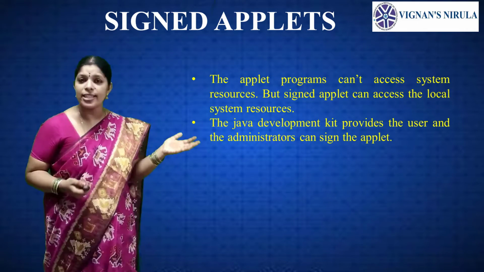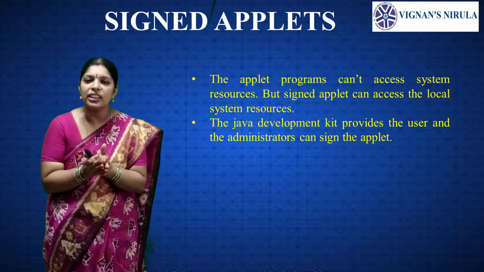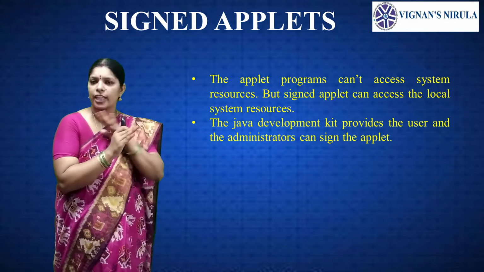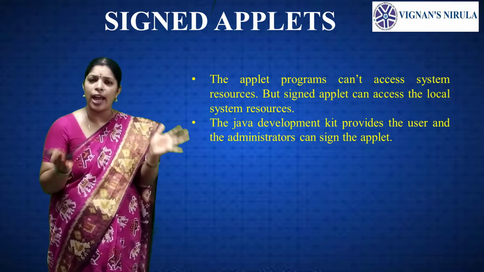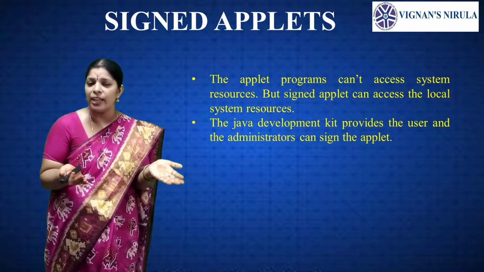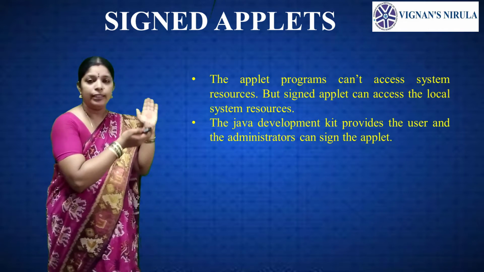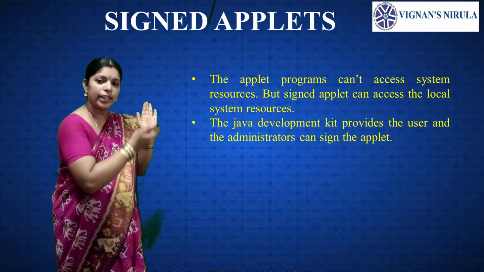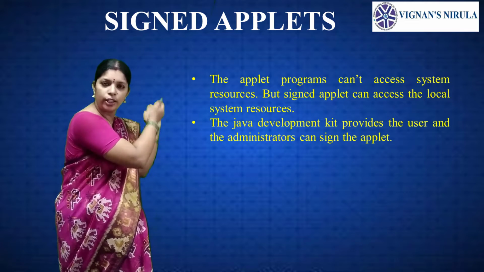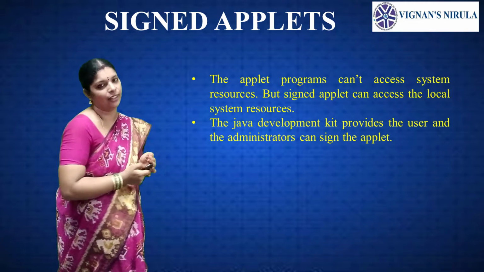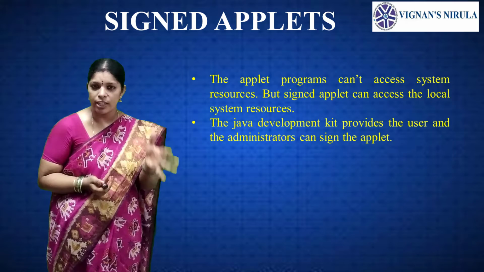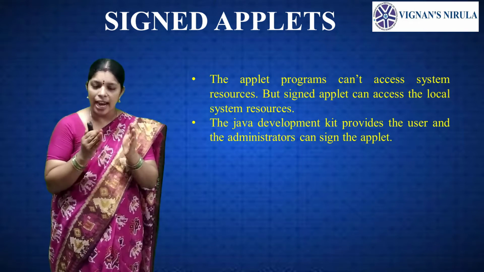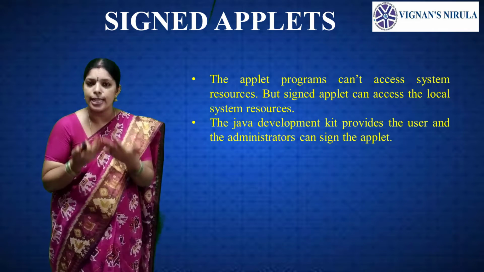Signed applet. What is meant by signed applet? Here we are giving the digital signature for the applet programs. The applet programs cannot access system resources. Why can't these applets access the system files? Because the applets do not have the permissions to get the resources from one directory to another directory. For this reason, we are giving the digital signatures for the applets. So, the signed applets can access the local system resources.